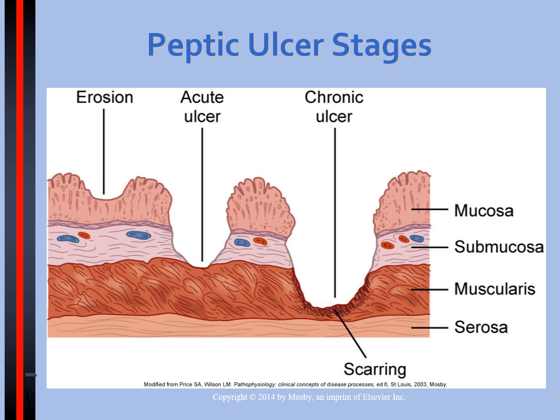Peptic ulcers can really have a variety of stages. So it could be erosion, which you can see in this picture, just kind of goes through that first layer. You can have an acute ulcer, which goes through the submucosa, and then you can have those chronic ulcers that go through all the layers, and it can have scarring. Both the acute ulcer and the chronic ulcer may penetrate the entire wall of the stomach.